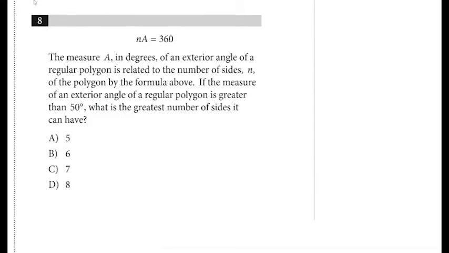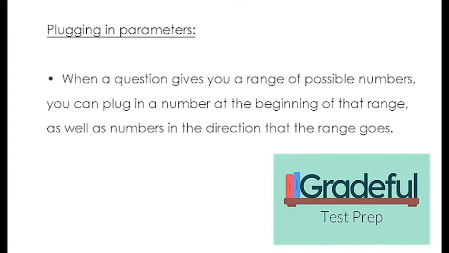Question 8 is giving us a nice complicated looking word problem, but the most important thing that I think I'm seeing in the description here is the idea that the measure of the exterior angle is greater than 50. The measure of the exterior angle is A. So A has to be greater than 50. And we can do this question from the perspective of the approach that we call plugging in parameters.